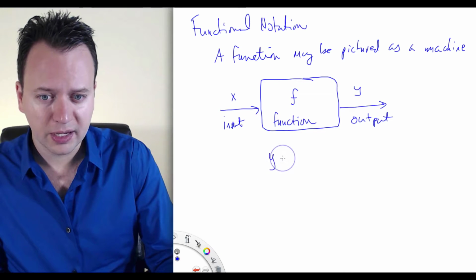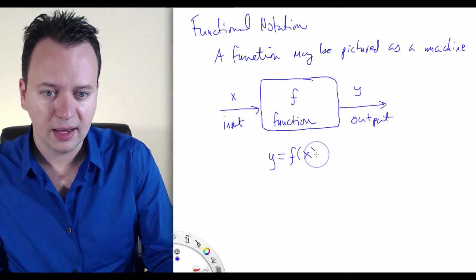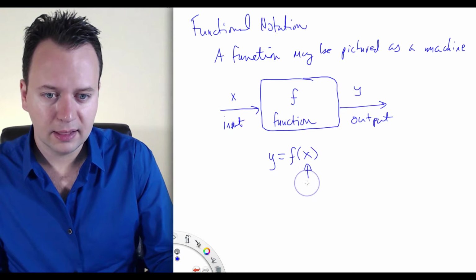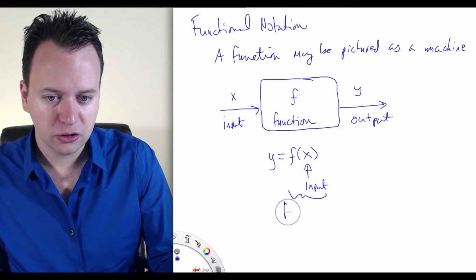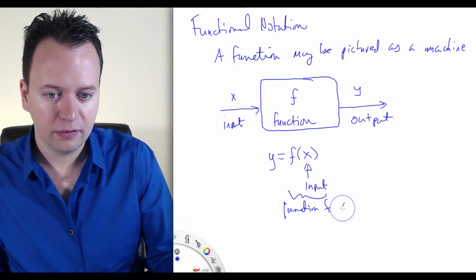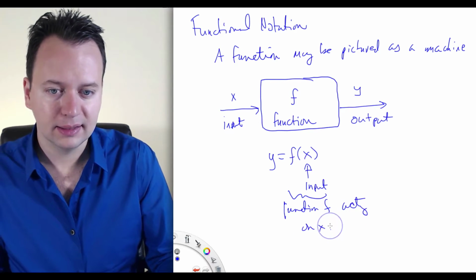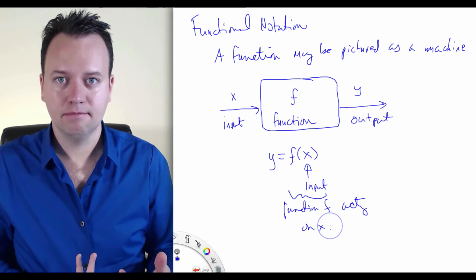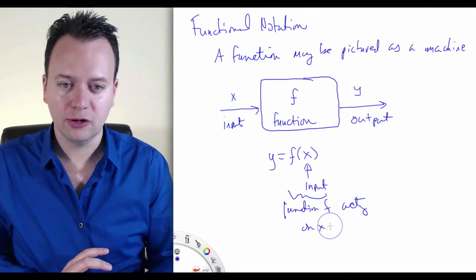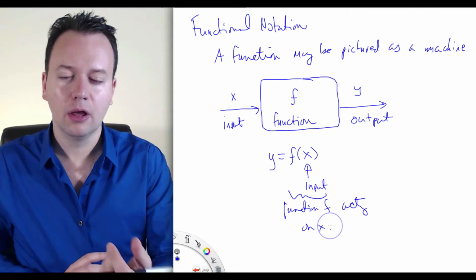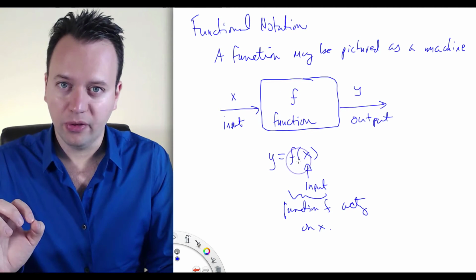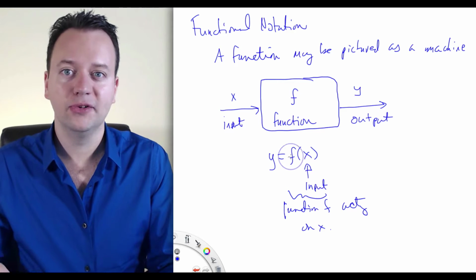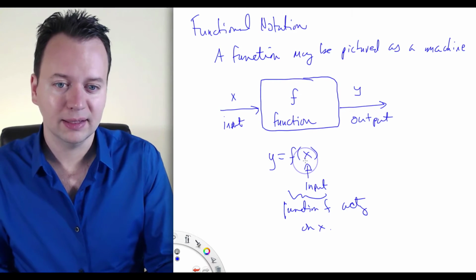The notation here is we say that y is equal to f of x. So x is the input, but f of x is the function acting on x. So f of x is the output. f is the name of the function, and f of x is the output, which we might also call y. By saying y equals f of x, we are assigning the variable y to represent the output, because the output is always f of x.